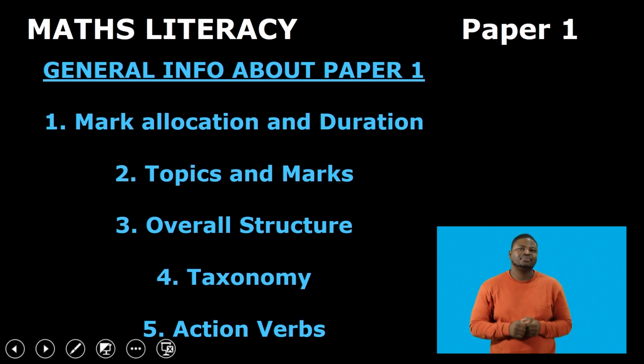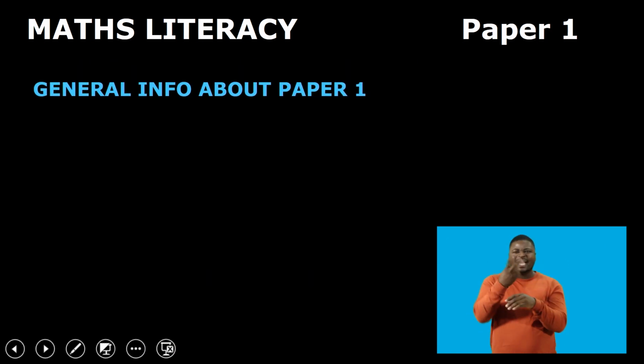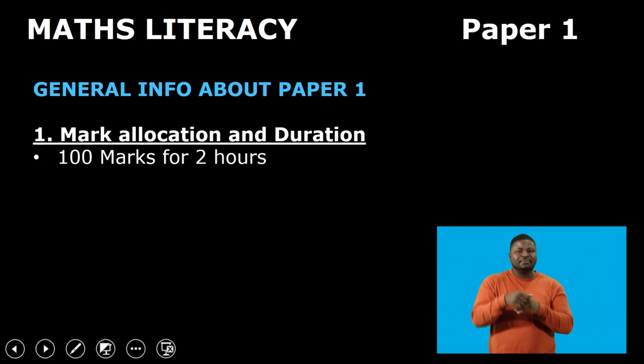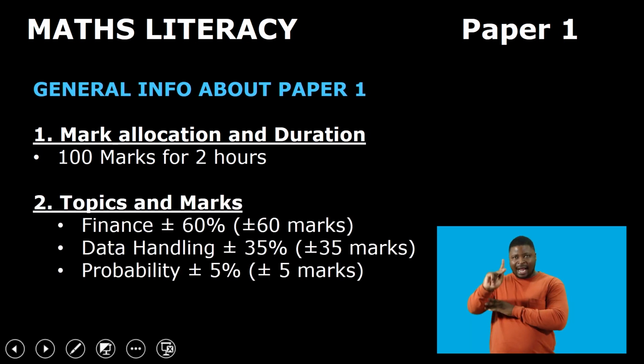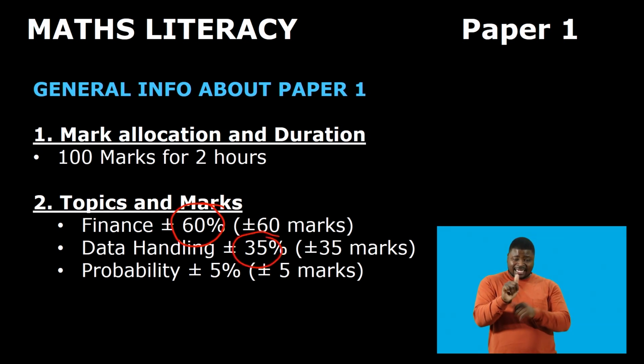So the general information about Paper 1: the mark allocation, the topics, the overall structure, and the taxonomy and the action verbs. First, the mark allocation is 100 marks for 2 hours. The topics are finance, data, and probability. Finance is 60% of the question paper, data handling 35%, and probability 5%. Remember, this is not set in stone, it is a guideline.